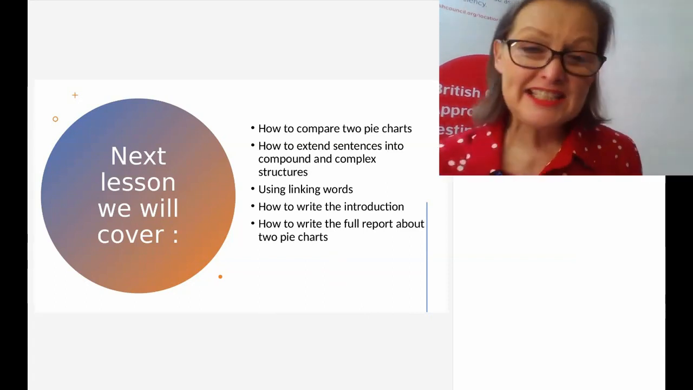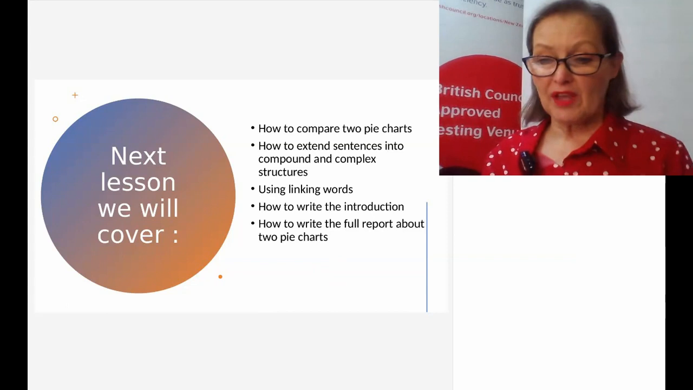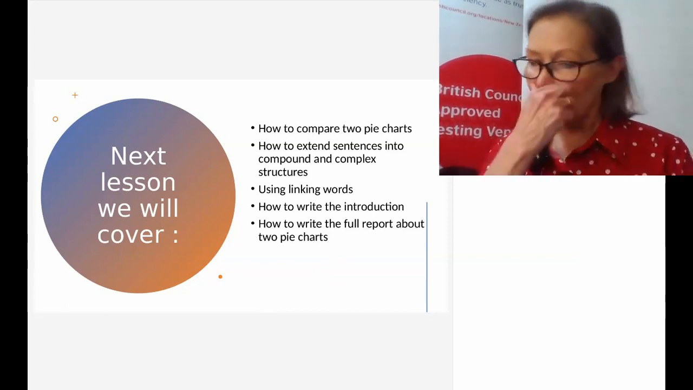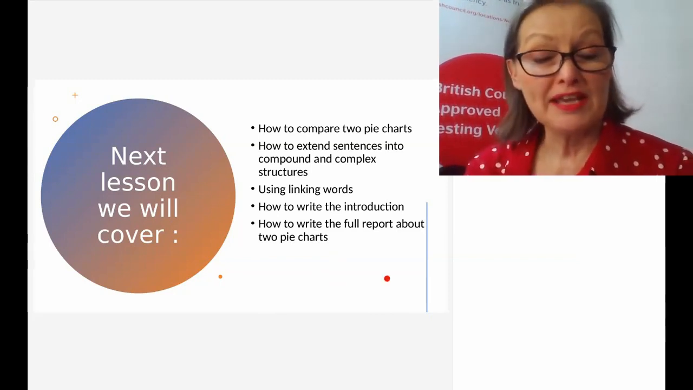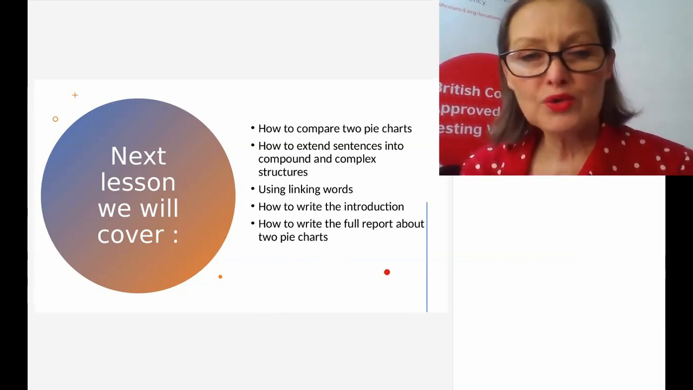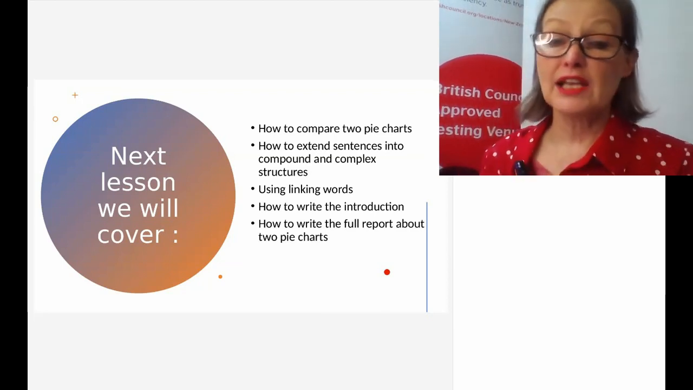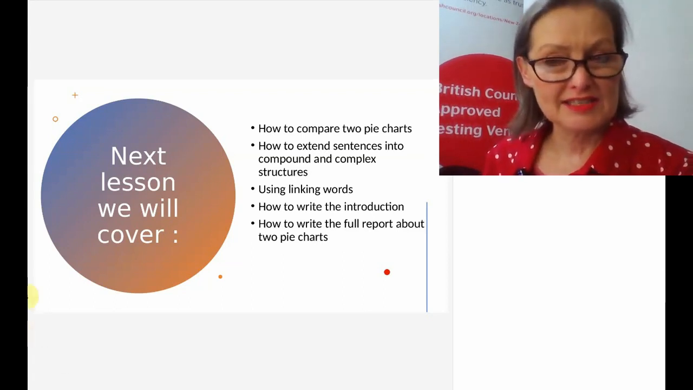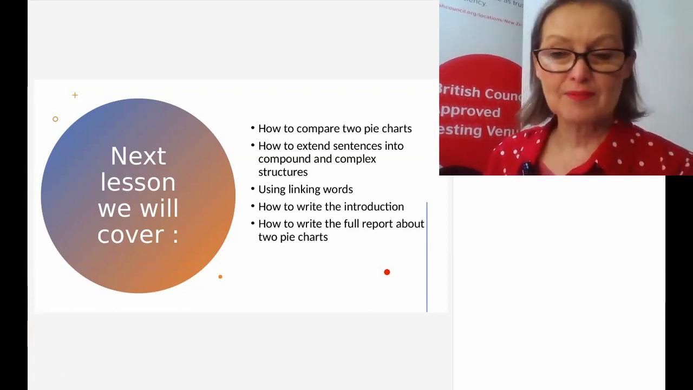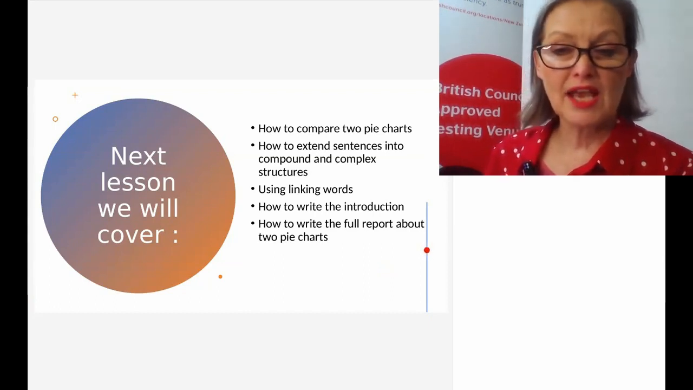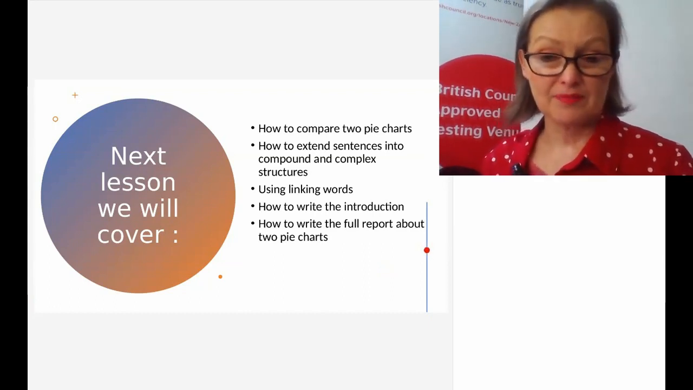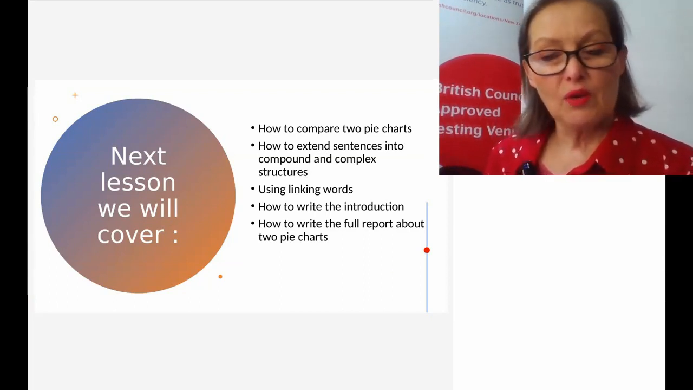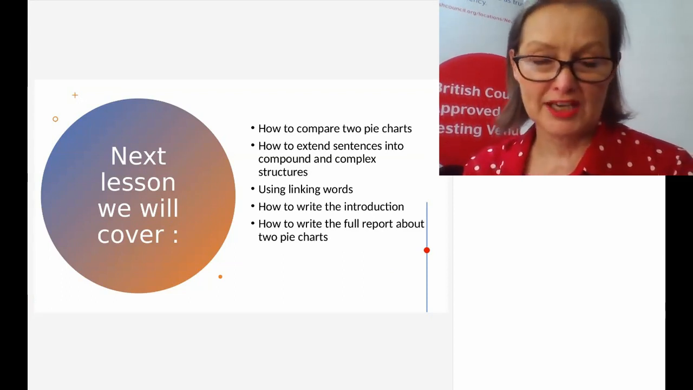It's highly unlikely in the exam that you will be given just one pie chart, as we've seen. Very often you may get two pie charts, or you may be given a pie chart combined with a line graph, for example. And we'll look at how to write those in a later lesson. I call those multi-graphs, where we get two different kinds of charts, and we have to write about both pieces of information. But for the purposes of this lesson, we've just used one pie chart.